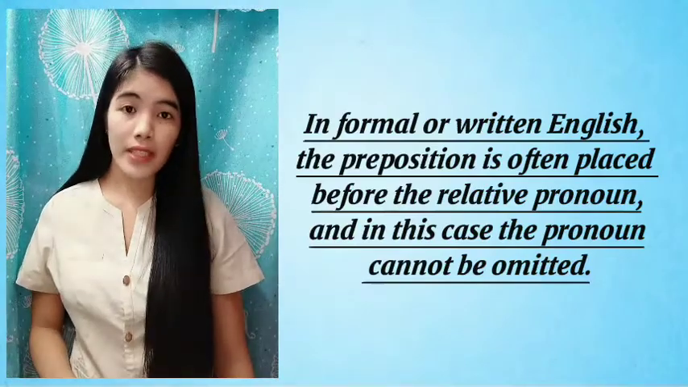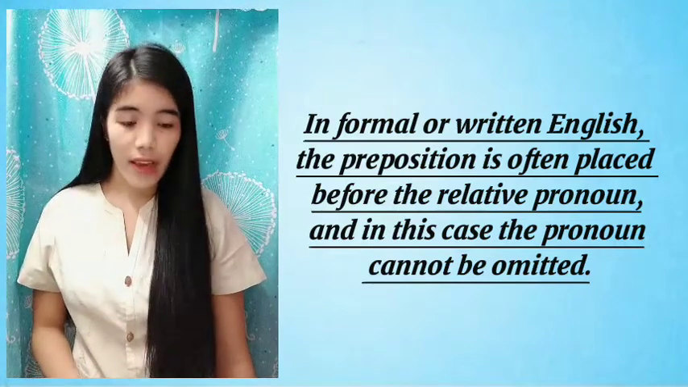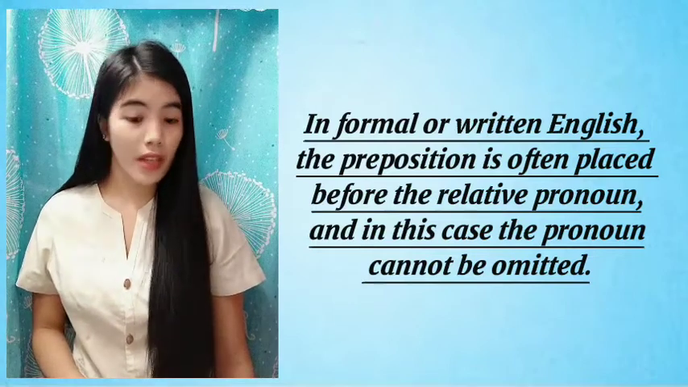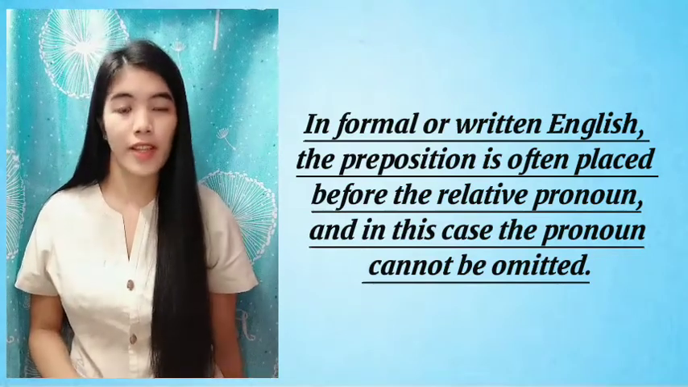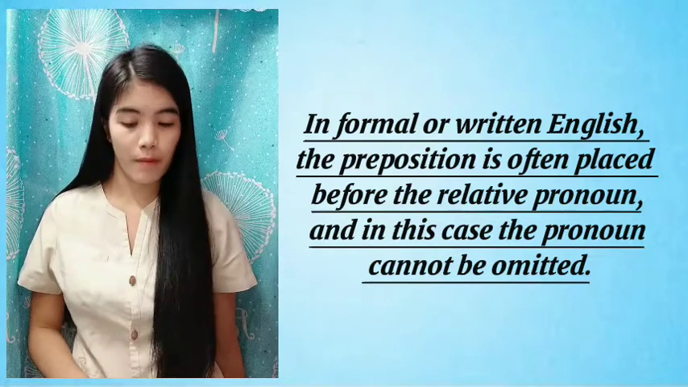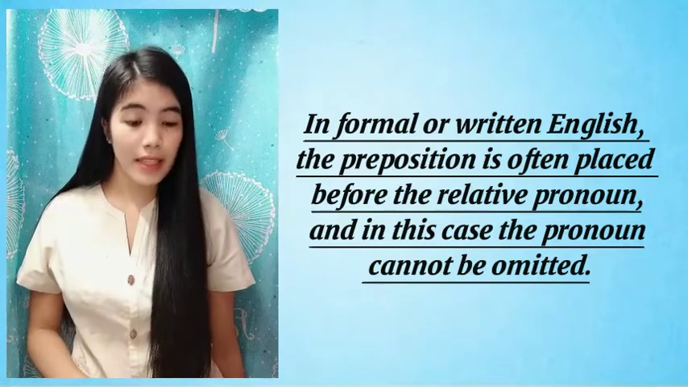In formal or written English, the preposition is often placed before the relative pronoun. And in this case, the pronoun cannot be omitted. Just like for example: the person with whom he is negotiating is the chairman of a large company. And also, an example: he liked the people that he lived with.